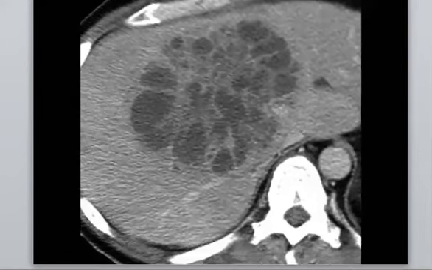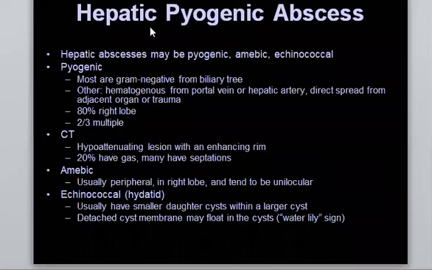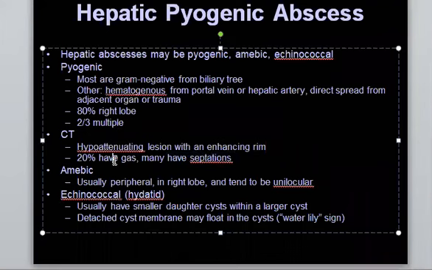Yes, I agree with you. And this one was a pyogenic abscess. So why pyogenic? Maybe pyogenic, maybe amoebic, maybe hydatid. Okay, so pyogenic is usually gram negative, and it comes from hematogenous spread from the portal vein or hepatic artery, and direct spread from an adjacent organ or trauma. The right lobe has the major part, and two thirds are multiple. As you see, the septation is characteristic, and about 20% have gas.